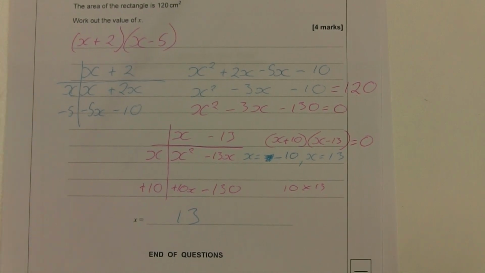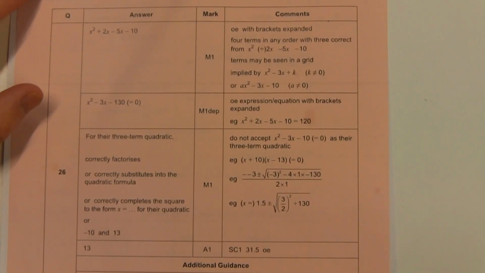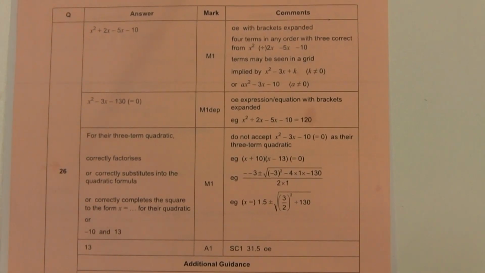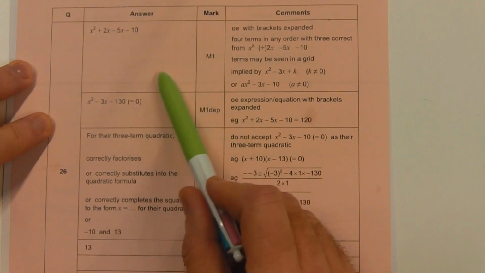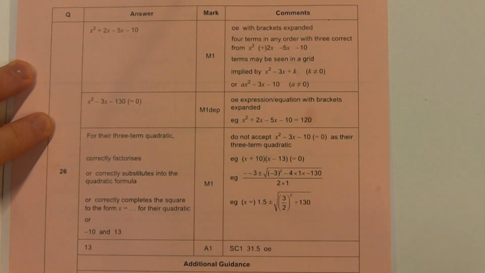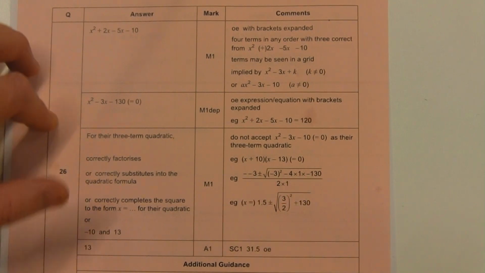Plenty to do there, and of course I've shown it using the grid. The mark scheme covers all of that, and I'm going to put it there so that, if you need to, you can pause it, have a look and check for yours. There are various items, and there it says for the working out, terms may be seen in a grid. That's fine, we can do that. And again for part 3, correctly factorizes. It doesn't specify that you have to use the formula, you can use the grid, it's fine.